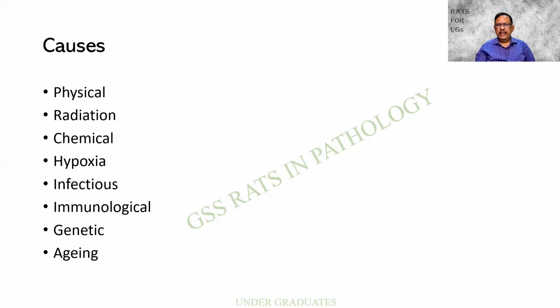Physical, for example, when there is going to be a crushing trauma. Radiation, people in the radiology department or people who are going to be exposed to a Chernobyl disaster. Chemicals, pouring acid on the skin. Hypoxia, lack of oxygen. Infections, any bacterial, viral or fungal infections. Immunological, hypersensitivity. Genetic, as we are programmed. And aging, obviously with age, there can be some amount of damage to the various cells and tissues.